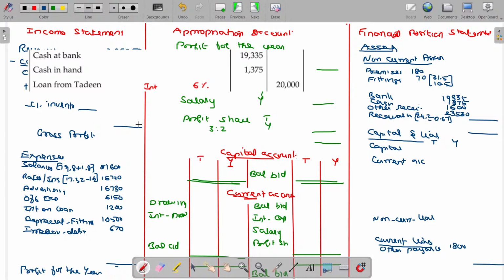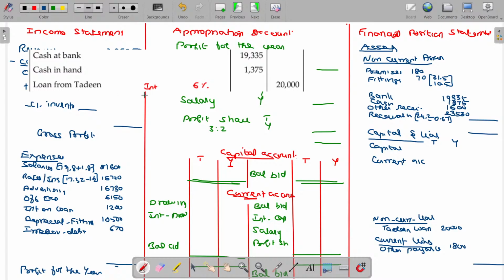Loan from Tadin, we assume this is being non-current liabilities. Tadin loan, 20,000 rupees. Non-current liabilities, like we can assume.